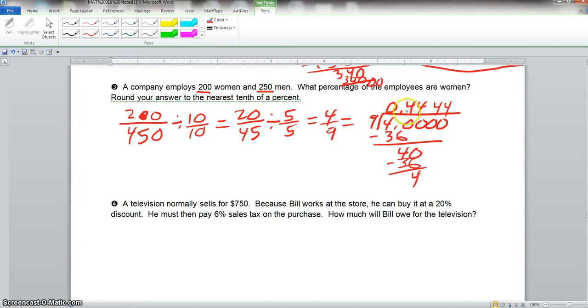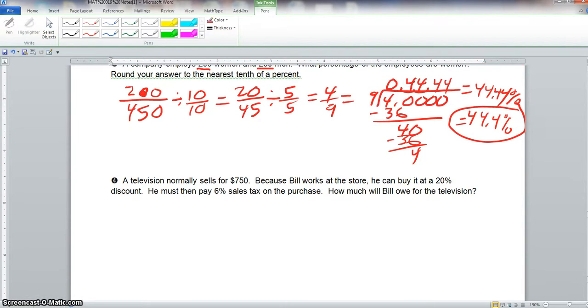So to change this decimal to a percent, we move this decimal 2 places to the right. So we will have 44.44. We have 44.44%. And now we have to look at rounding it to the nearest tenth of a percent. So again, we must go to the first place behind the decimal, and we look to the right of it. This number here falls in between 0 through 4. So it stays the same. So we have 44.4%. And that is our final answer.